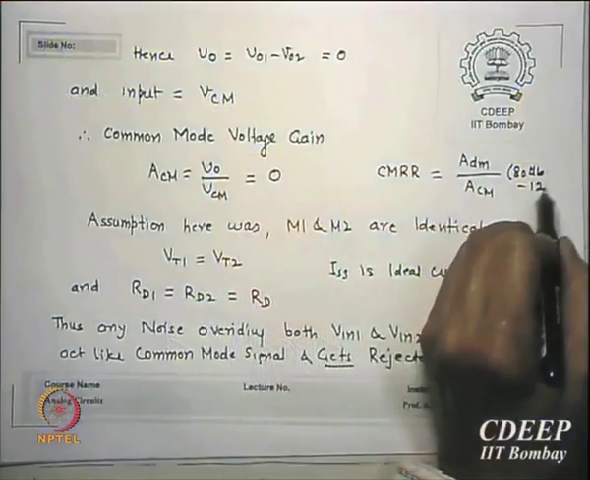Ideally it should go to 0, and therefore the CMRR should be almost infinite. How good this number is, is what we are going to see. Please remember this is the range you must work in real circuits.